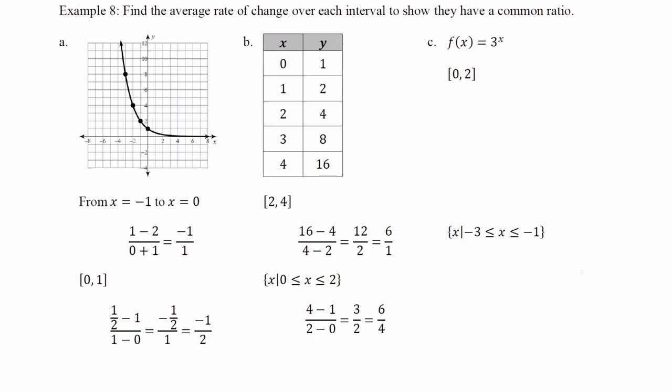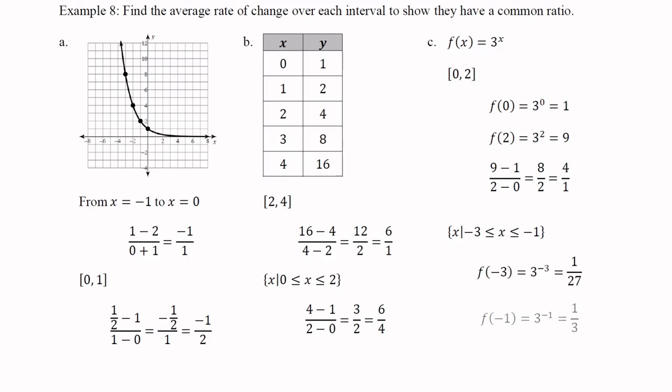For C, we have 3 to the x. So that's 3 to the 0, which gives us 1. 3 squared gives us 9. Plug that in, we get 4 over 1. From negative 3 to negative 1, we have 1 over 27 for 3 to the negative 3, and 1/3 for 3 to the negative 1. Plug those in, we get 4 over 27, which again shows it's not linear, so it's either going to be quadratic or exponential, and further investigation shows that it is indeed exponential.